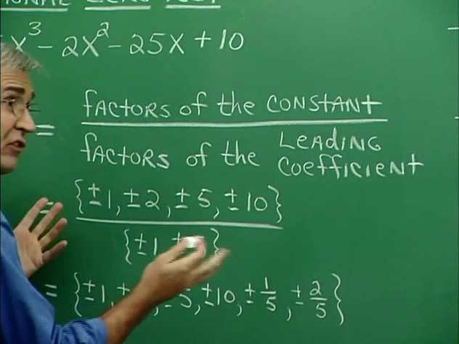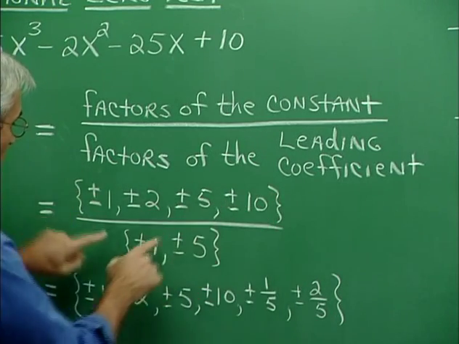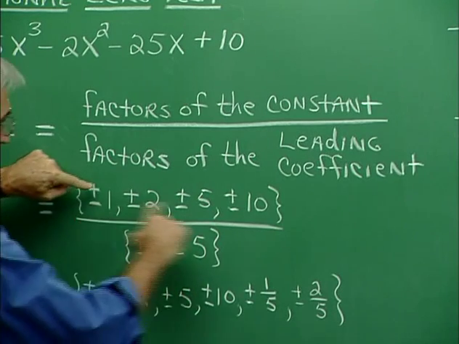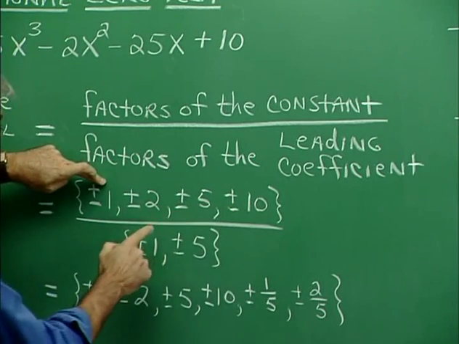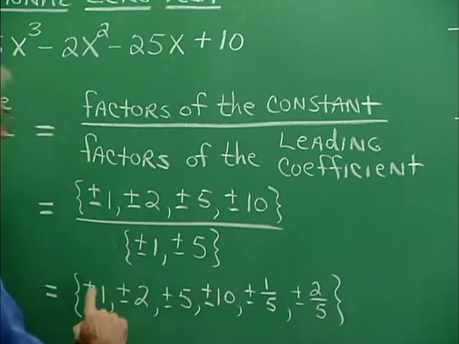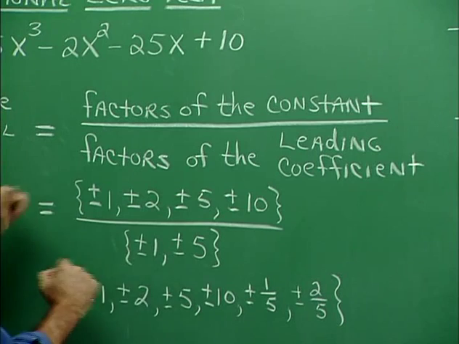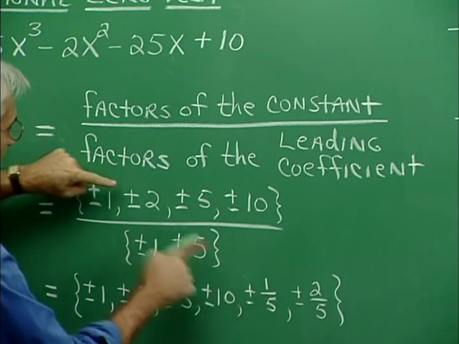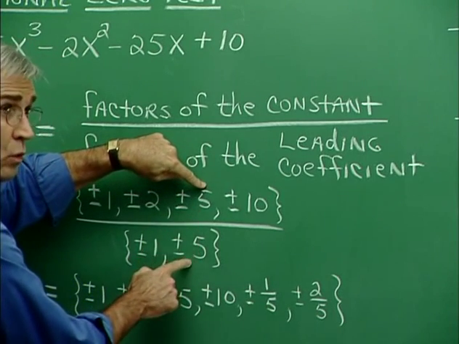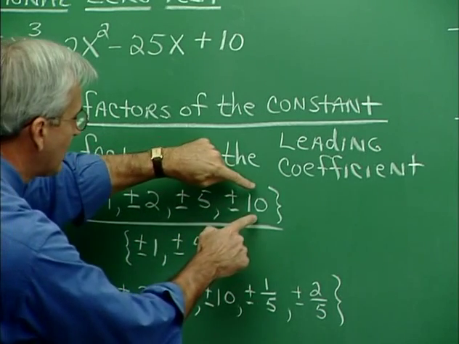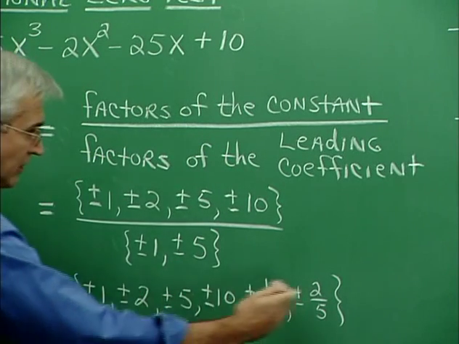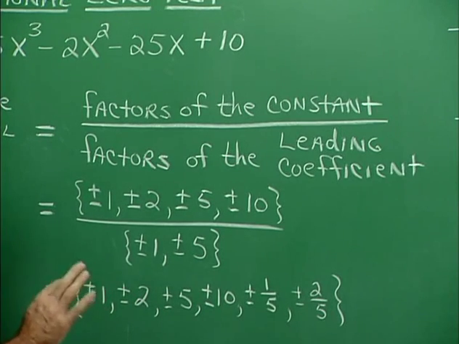Now, we have a little list to go through here. We have all of these guys over 1, and then all of these guys over 5. That's the complete list. Well, we put all of these over 1, and we just have all of these items. So we have plus or minus 1, plus or minus 2, plus or minus 5, plus or minus 10. Then we go through all of these over 5. Well, let's see. Plus or minus 1 over 5, plus or minus 2 over 5, and then plus or minus 5 over 5 is just 1. We already have it in there. Plus or minus 10 over 5 is plus or minus 2, and we already have it in there. Now we have this list of all of the possible rational zeros.